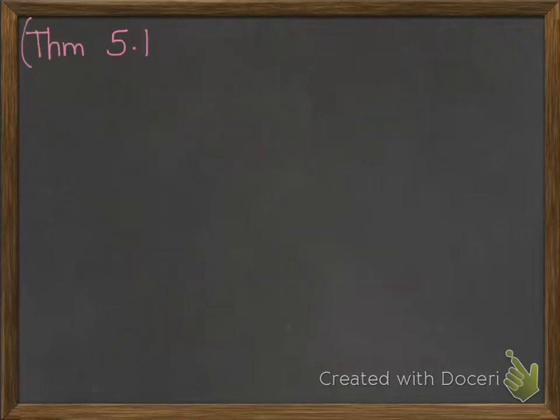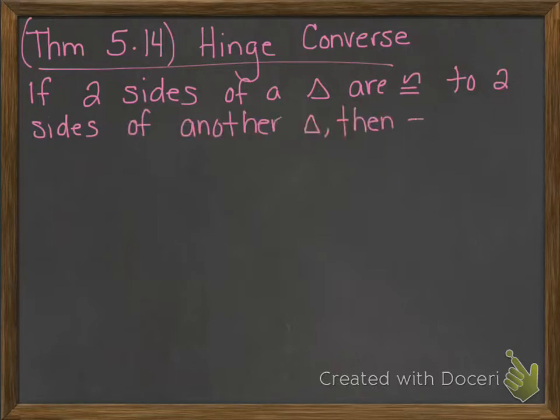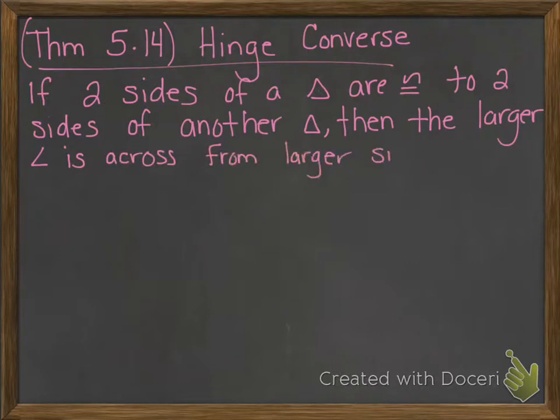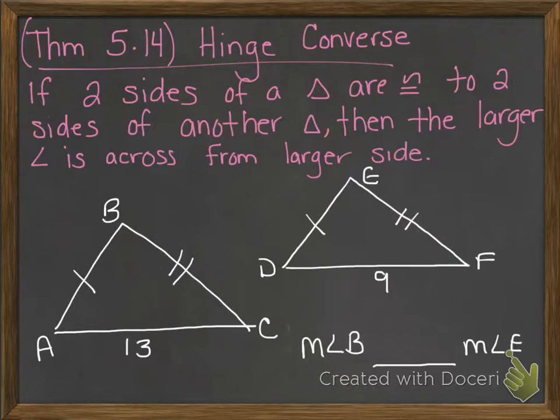Alright, so we also have our converse. I'm going to throw it to you really quick, and then we'll look at how to deal with it. So all this is going to say is that I'm going to start off with two pairs of congruent sides just like before, but now I'm going to look at the angles. My bigger angle is across from my bigger side.